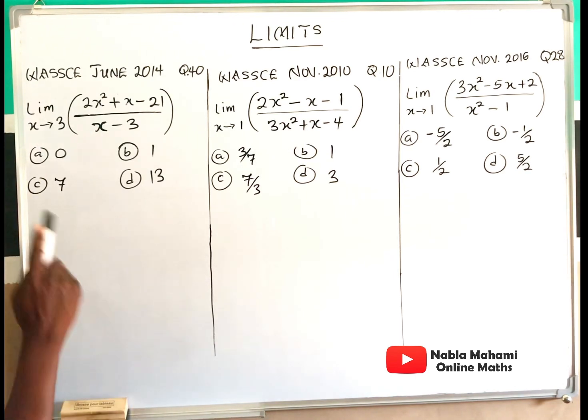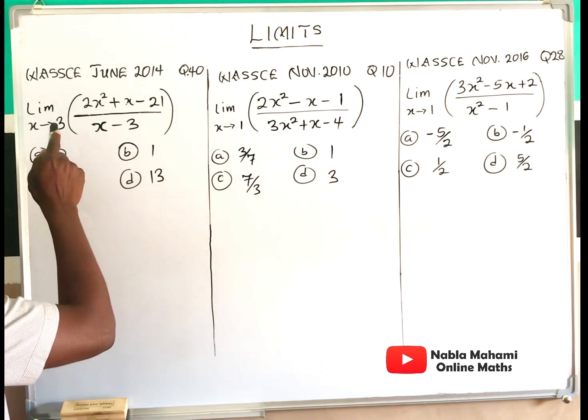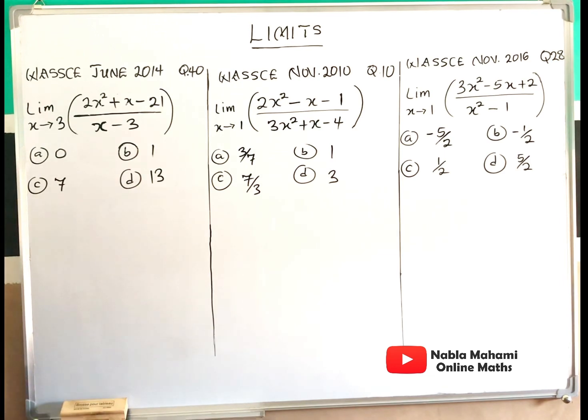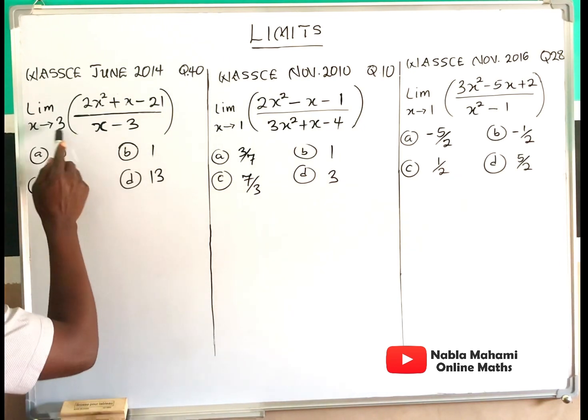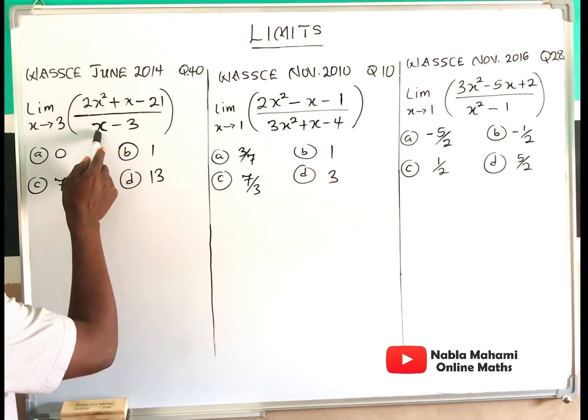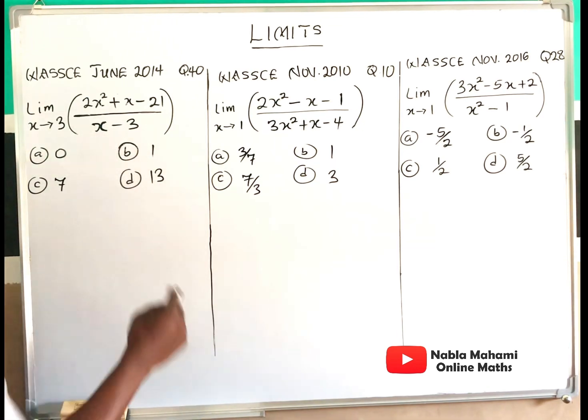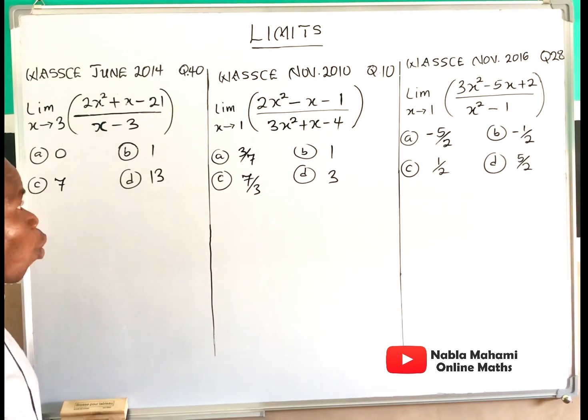So first, if you are to work this, you put the limit in the denominator. If the result is 0, it means that you have to work further before you can do the substitution. But if it is not 0, you can continue. If I put 3 here, 3 minus 3 is 0, and you know that any number over 0 is undefined. It means that I cannot put 3 straight forward.